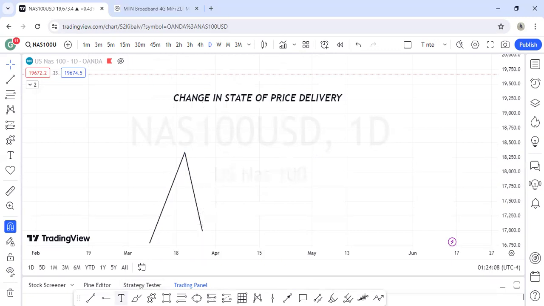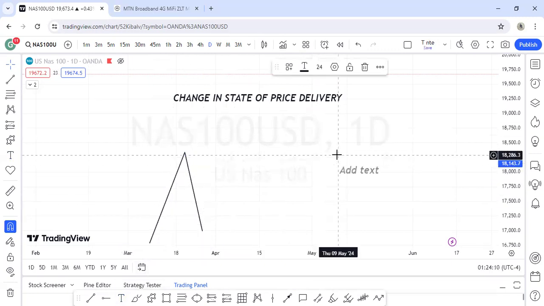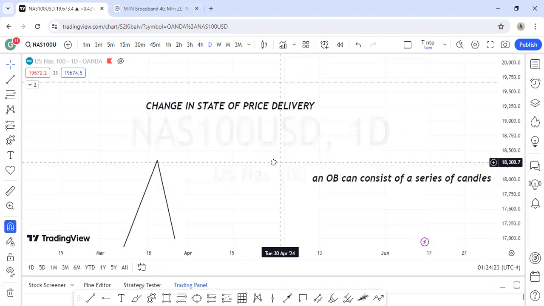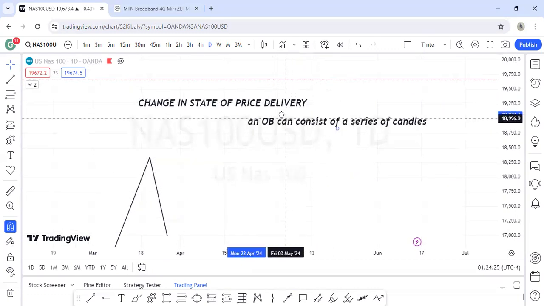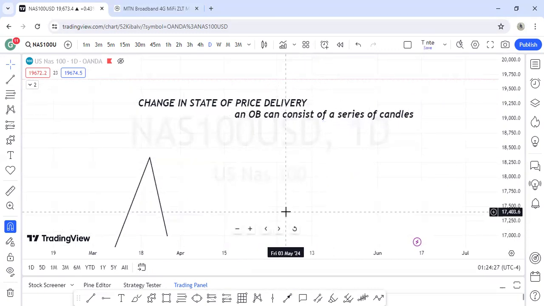Now, let me point out a fact many of you mix up. An order block can consist of a series of candles. This is one mistake that some people make: they always call the order block the last up candle or last down candle. I know some of you know what an order block is, but today we have to debunk that controversy. It can consist of a series of candles.